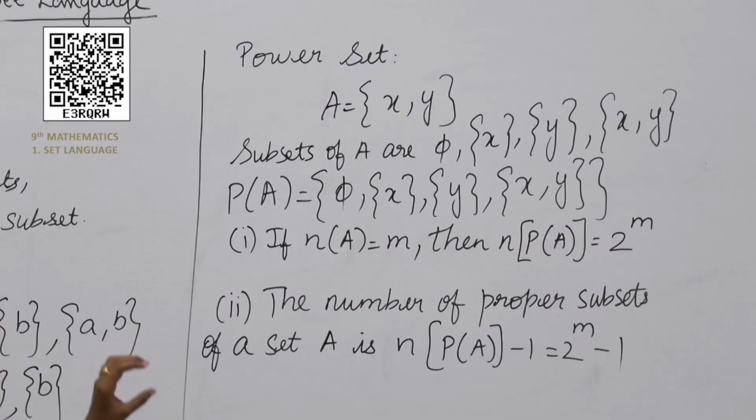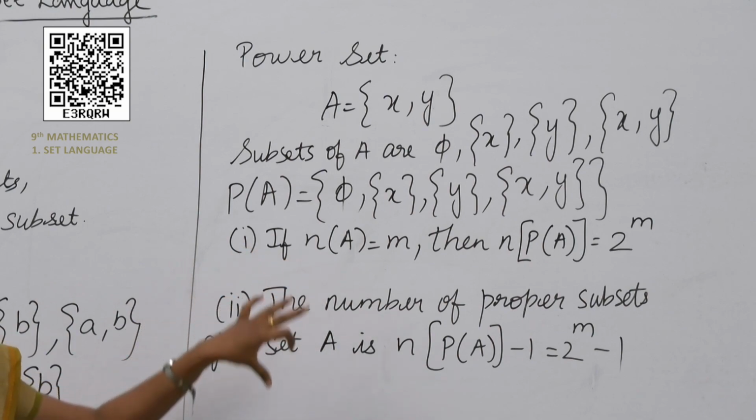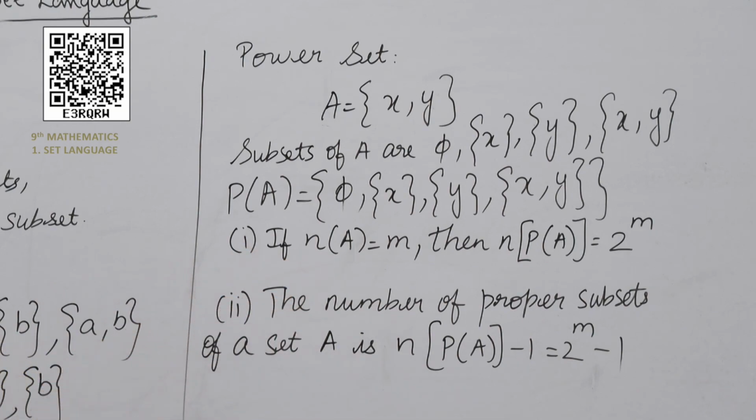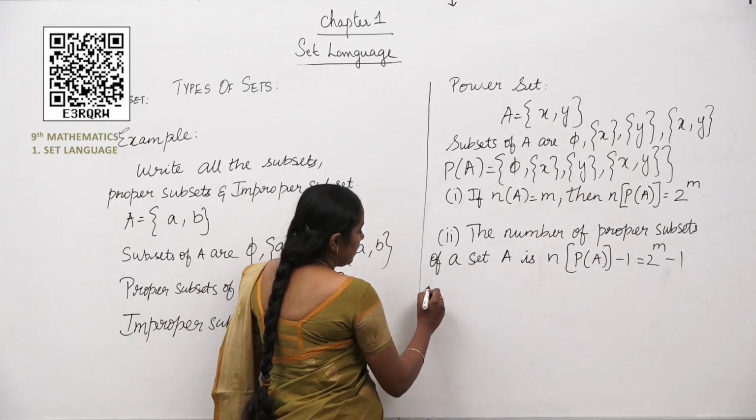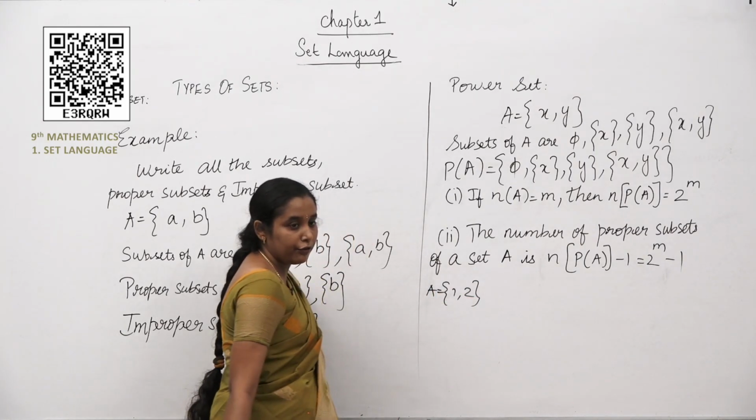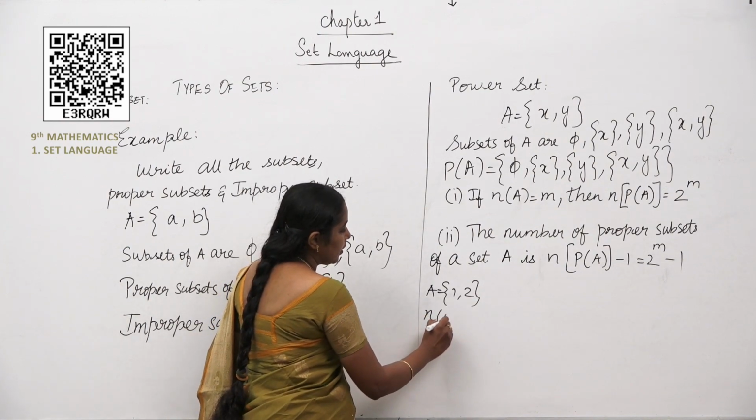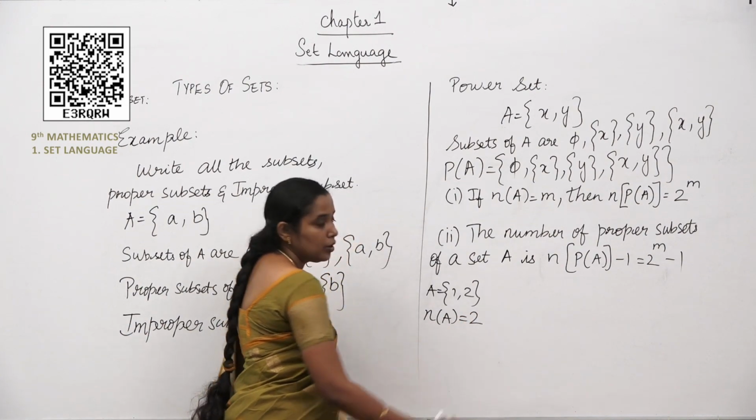The set of all the subsets is called the power set. Here is one note: if n(A) = m, then n(P(A)) = 2^m. Suppose A = {1, 2}. What is n(A)? n(A) is the number of elements in set A, so n(A) = 2.